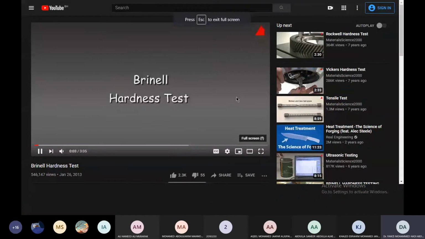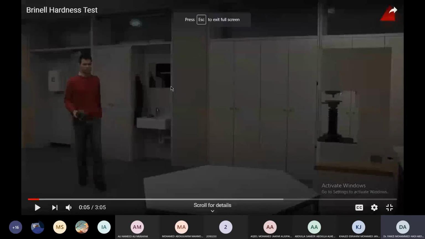The Brinell hardness test. So how many types of hardness tests did we look at in theory in the class? Brinell, Rockwell, Vickers, and Knoop. All of them, right? We will see three of them. Now we will look at those.